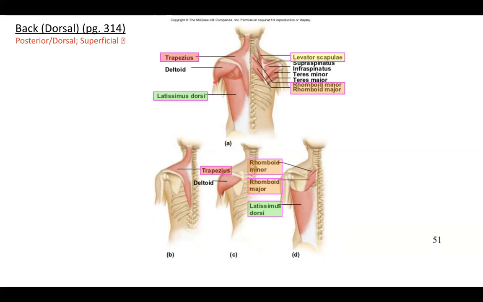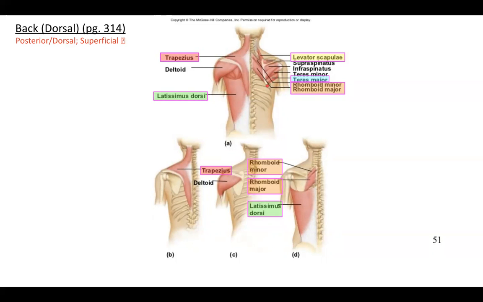So essentially extension is going to be like a pulling motion. So pulling it towards you, pulling your shoulder towards you. Next, we got the teres major, which is a much smaller muscle, but does the same motion as the latissimus dorsi. So it helps with that motion of the pull.